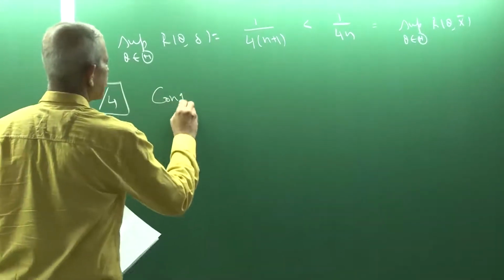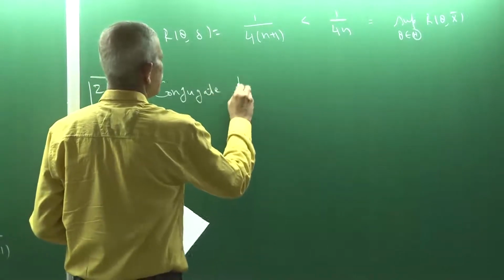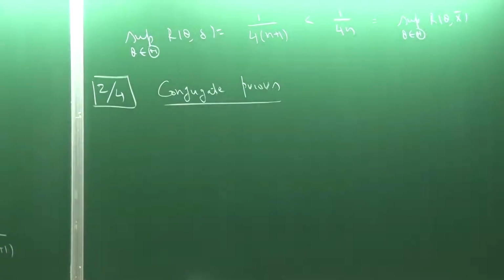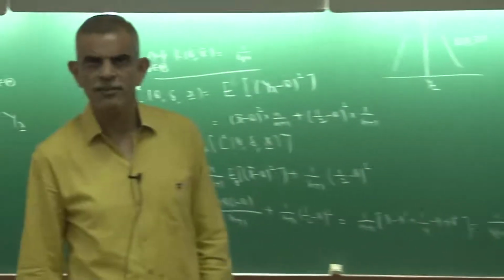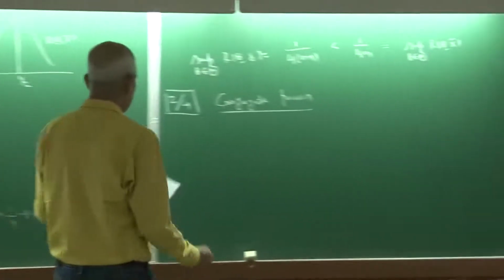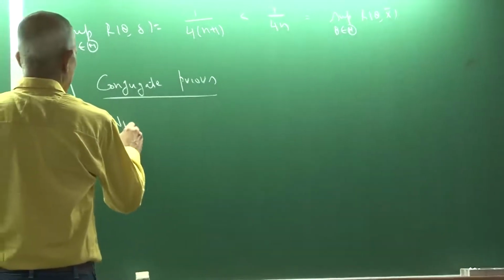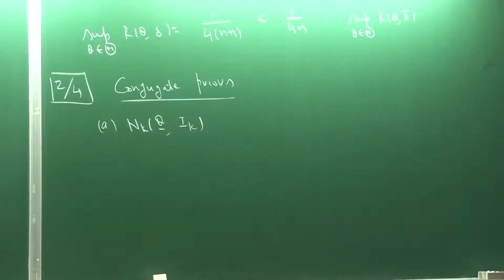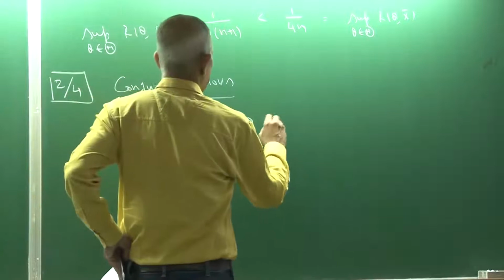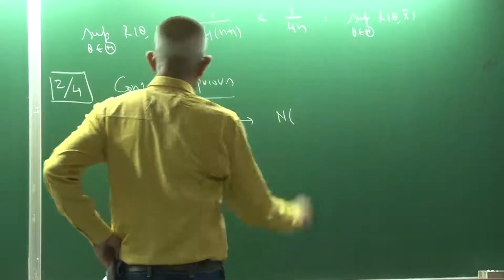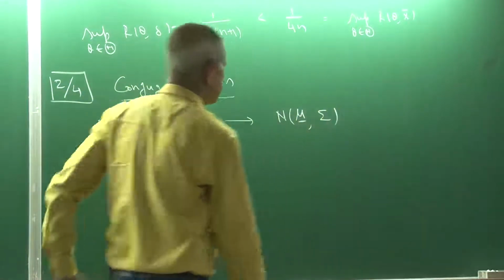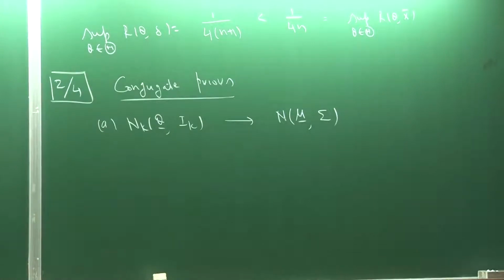So what are the conjugate priors? That is what he's asking for. That means what should be the prior so that the posterior distribution again belongs to the family of a prior distribution. So A is: x1, x2, ..., xk are IID normal theta i k. Certainly in this case we can see conjugate prior would be nothing but normal with certain mean mu and certain covariance matrix sigma for theta, that could be a prior distribution.